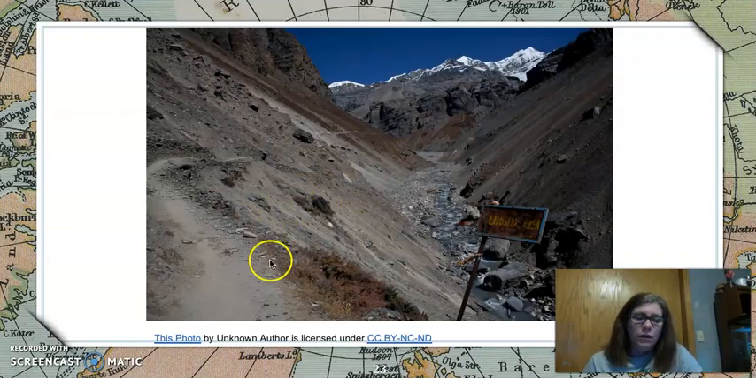You can see here there's actually a sign that says landslide area. This is the same as what we saw before of the picture with the road. You have pieces of rock that are coming down from the winds and the rains breaking the surface down. It causes all of these little pieces to fall.